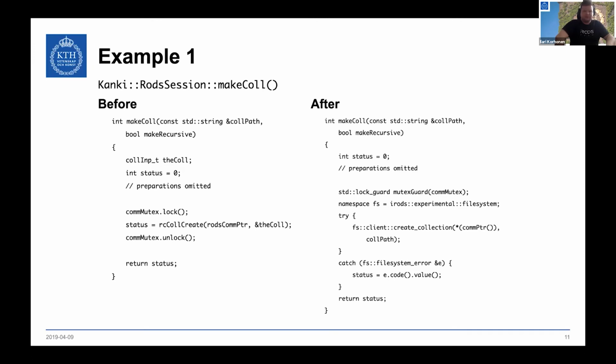But on the right, you can see how it's done these days. This uses the RAII paradigm. It acquires a C++ standard lock guard for the mutual exclusion lock, which means that from the definition it's acquired, and when that thing goes out of scope, it's released. So in between, we can do the thing. We see that we grab something from the iRODS experimental file system namespace, and we call the modern version of the create collection call, which is nicer and simpler, which also throws exceptions if necessary, and we can catch them.